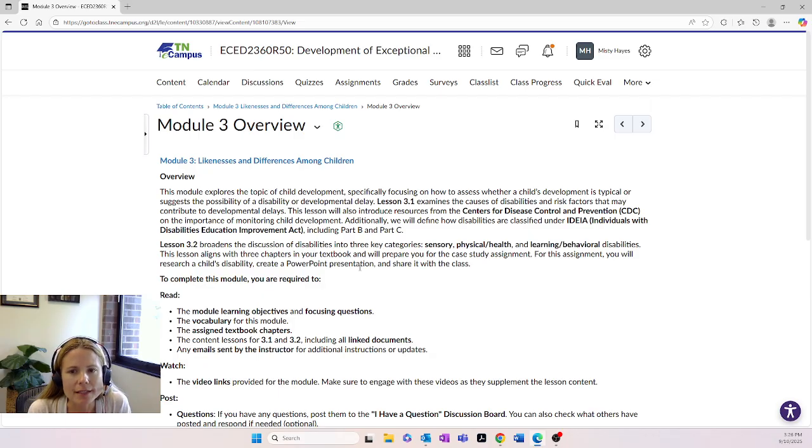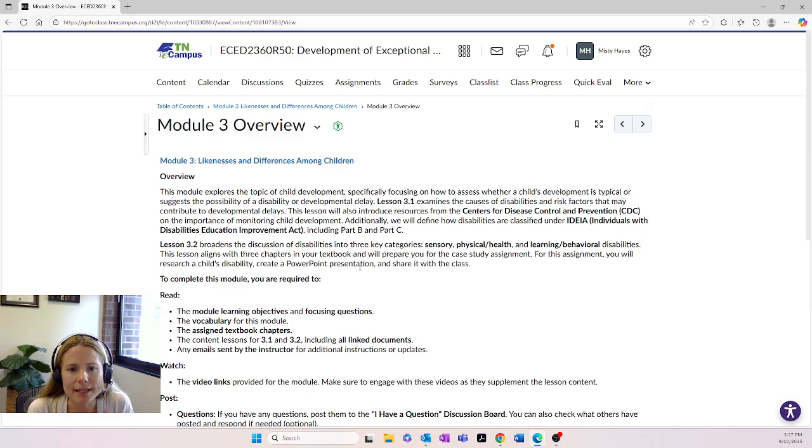We're also going to look at different kinds of resources that can support educators in early childhood, like the Centers for Disease Control and Prevention, specifically tailored to how we monitor the different milestones in child development, so we know where we think they would be. And we define different disabilities. How does IDEA, the Individuals with Disabilities Education Act, classify the different disabilities? This would include Part B and C as well, so you'll be getting into the different parts. Now, that's all included in the first lesson.